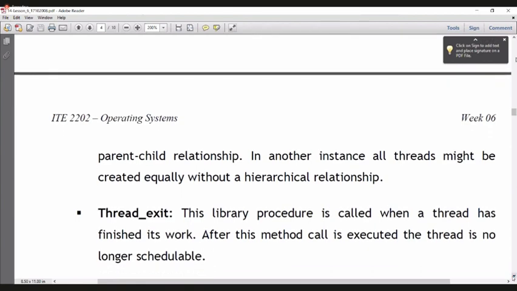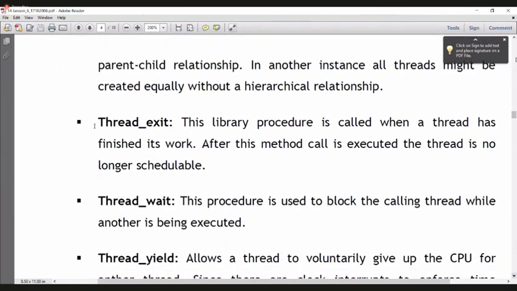So if you create a thread, you have to exit it also. Thread exit: this library procedure is called when a thread has finished its work. So you terminate it. After this call is executed, the thread is no longer schedulable. Thread wait is the blocking situation. This procedure is used to block the calling thread while another is being executed.